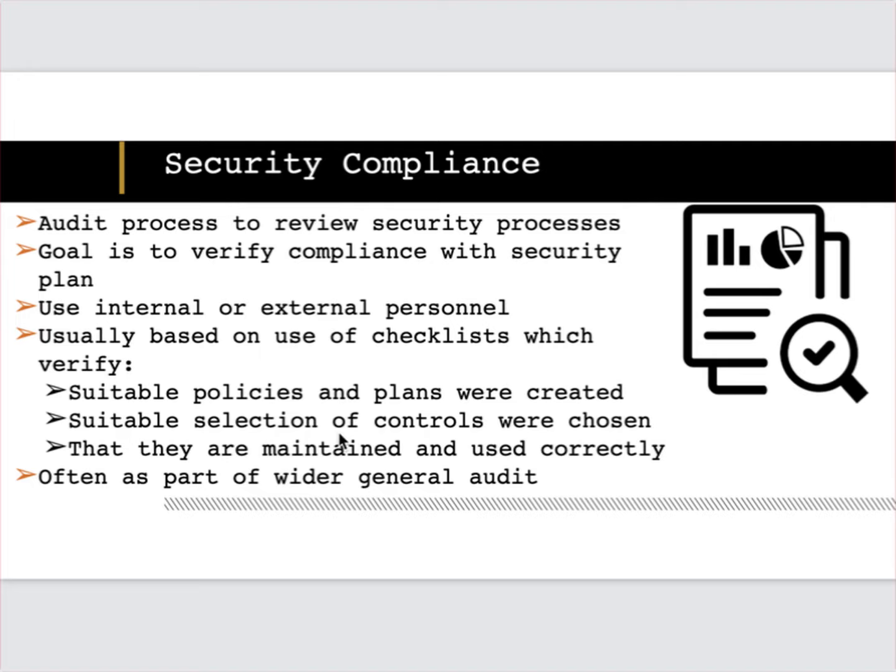The compliance. We briefly discussed this in the audit. NIST 800-53 specifies controls for compliance as well, particularly the audit. What are the requirements of the audit? What's the event logging? Which components should be there? So, the audit is a process to review security processes. The goal is to verify compliance with the security plan.